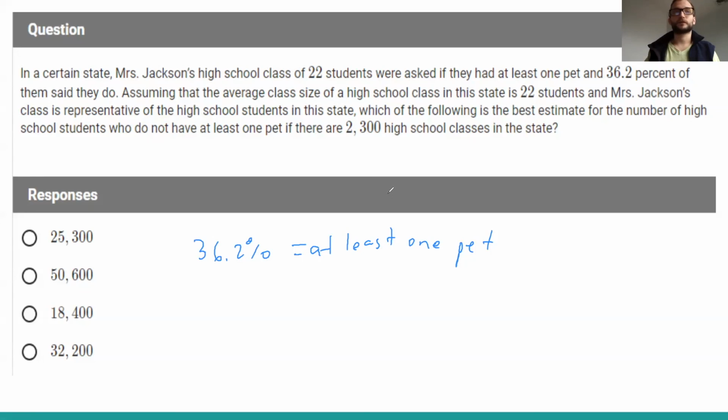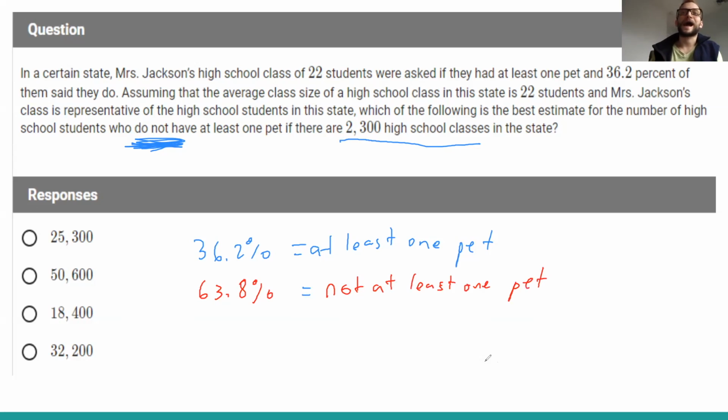What is the best estimate for the number of high school students who do not have at least one pet if there's 2,300 classes in the high school? Okay, so we know 36.2% have at least one pet. So how many do not have at least one pet? You would do 100 minus 36.2. So 63.8% do not have at least one pet.